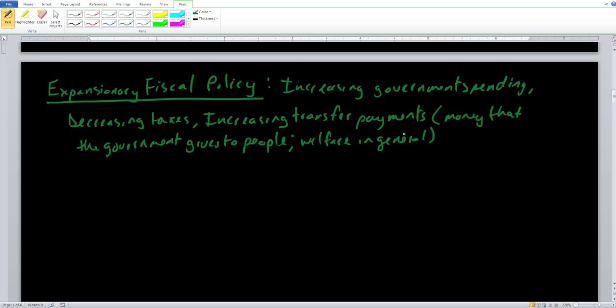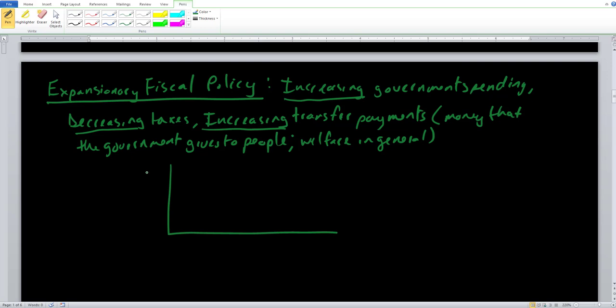So three tools that the government has at its disposal in order to conduct any type of fiscal policy. We have government spending. If we're talking about expansionary fiscal policy, they want to increase government spending. They want to start to decrease taxes, or they can increase transfer payments, which we just learned are just monies that the government gives to people, or welfare in general. And expansionary fiscal policy, once again, is going to be a very, very powerful tool to help push out the economy or influence the economy and where it may be headed.